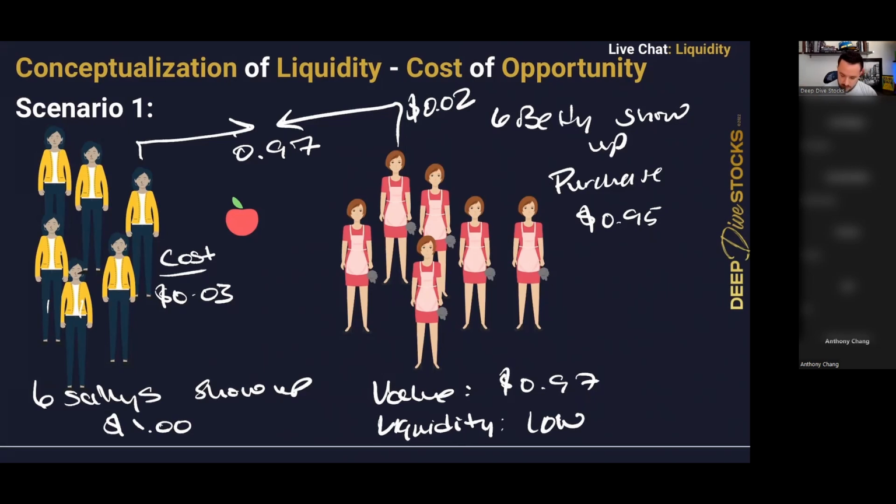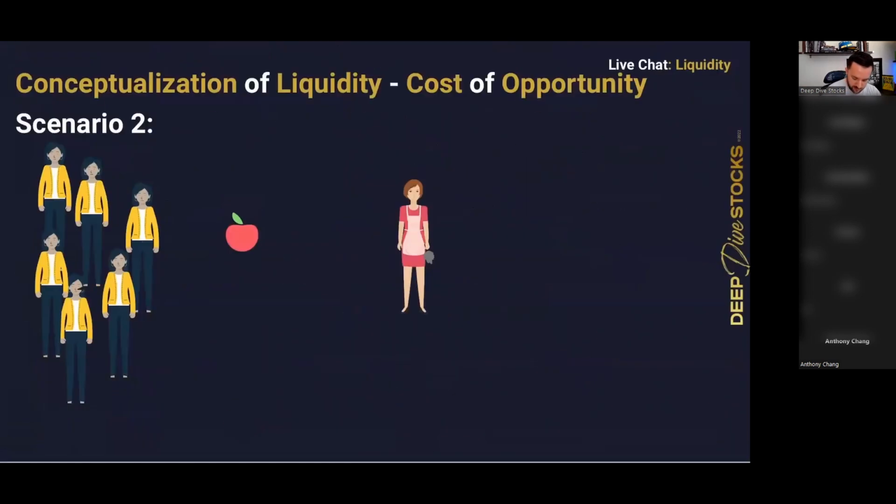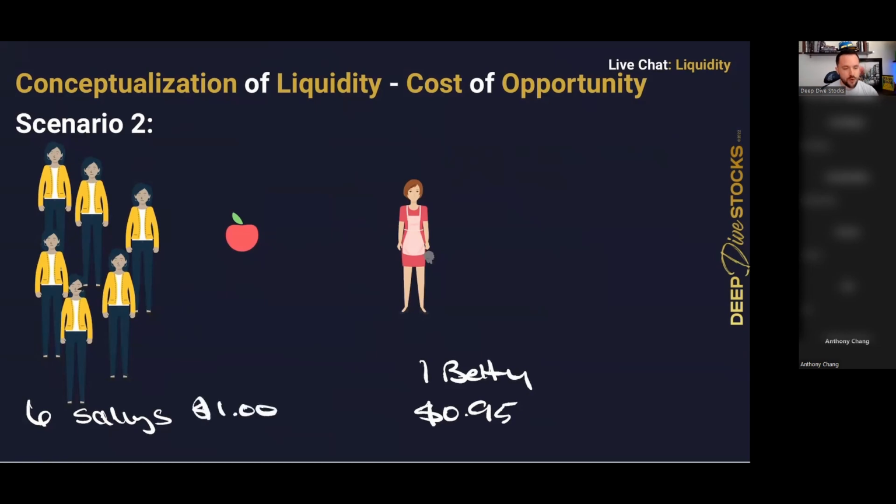What if the opposite was true? What if we had six Sallys, but we only had one Betty? And Betty still wants to purchase her apples for 95 cents, and the Sallys still want to sell their apple for $1. What's the most likely thing that's going to happen? If there are more sellers than buyers, there would be competition among the sellers, and trade would go off at 95.